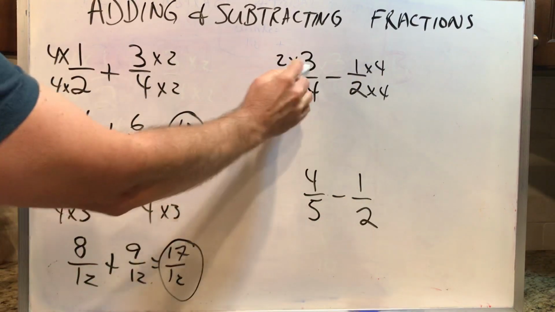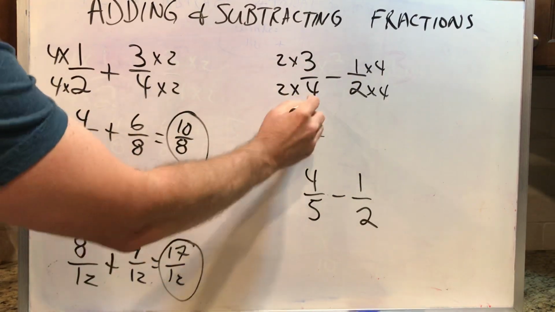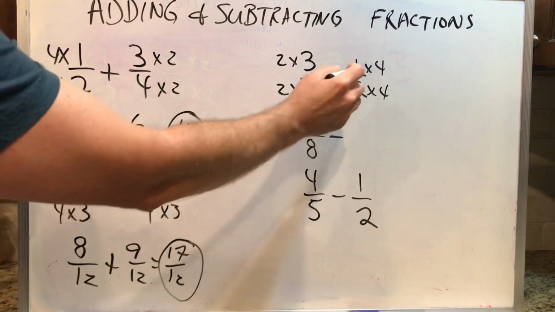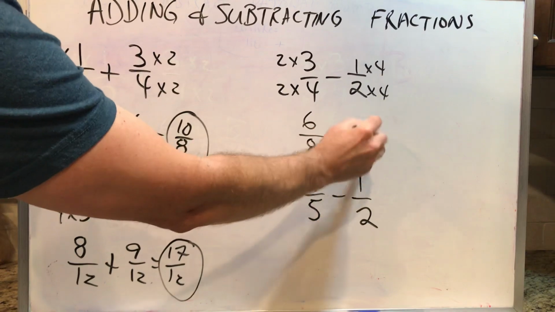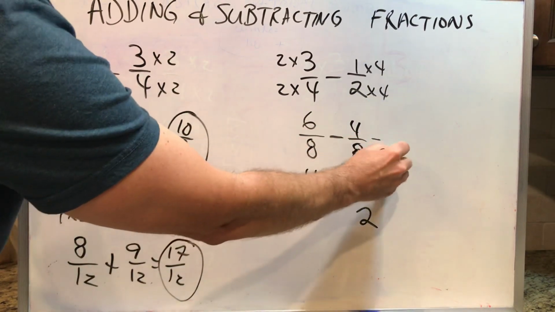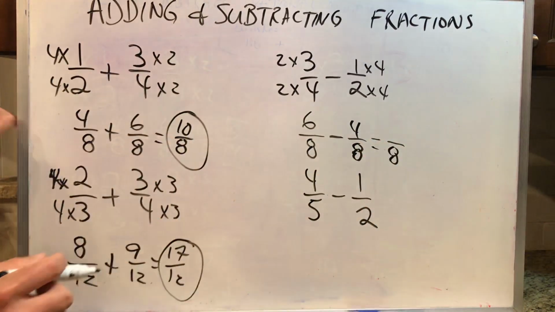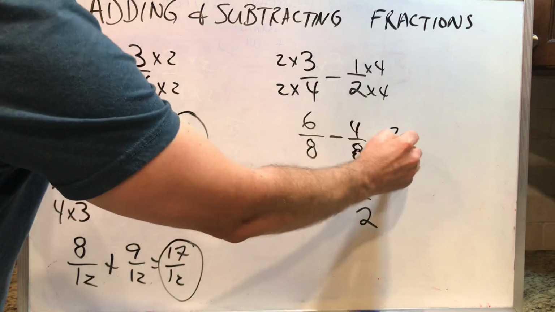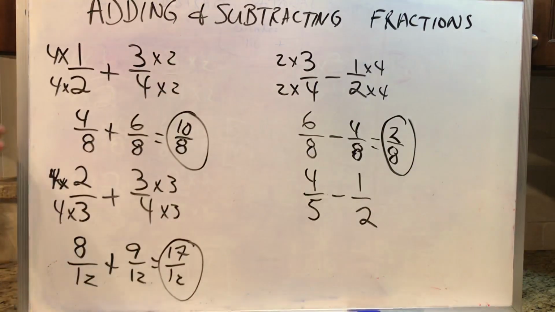Same thing. 2 times 3 is 6. 2 times 4 is 8. Bring your subtraction symbol now because it's subtraction instead of adding. 1 times 4 is 4. 2 times 4 is 8. Now the bottom still slides over the same way. But now, in the numerator at the top, you're just going to subtract it. 6 minus 4 is 2. And there's your answer. Easy.